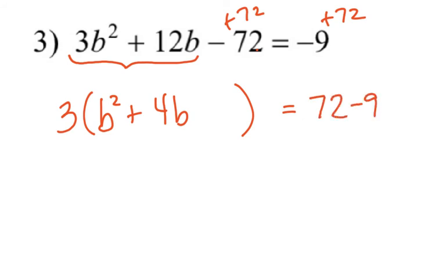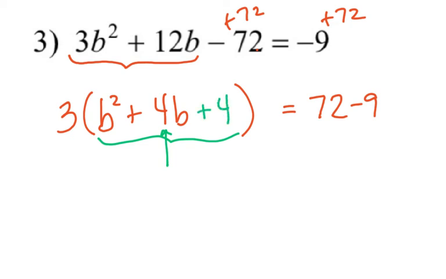Now, initially, this probably looks a little bit more confusing doing it this way, but you're going to have a lot of times where this is how you need to do it, so I want to make sure that you know what to do here. What you're going to do is look inside this, and that's where your perfect square is going to be. You're going to take half of 4, which is 2, and 2 squared is 4.